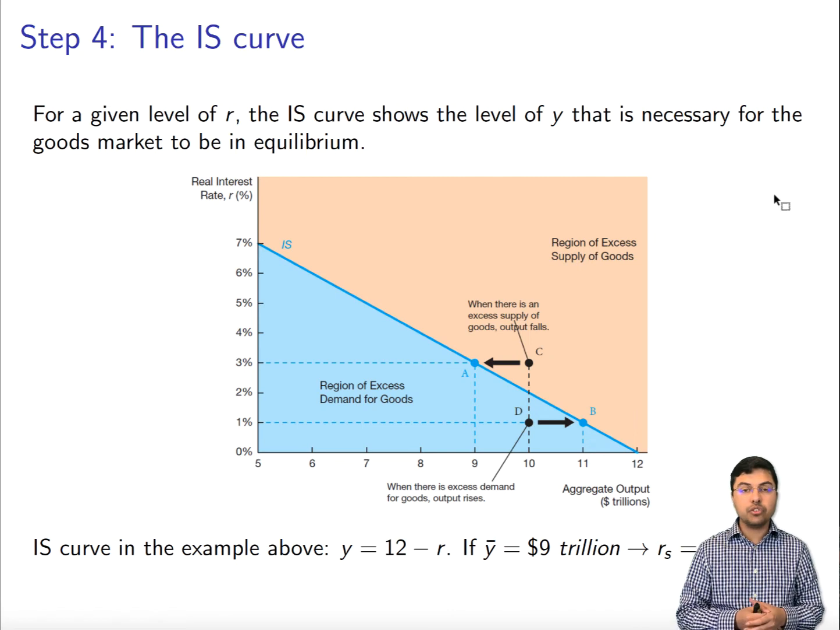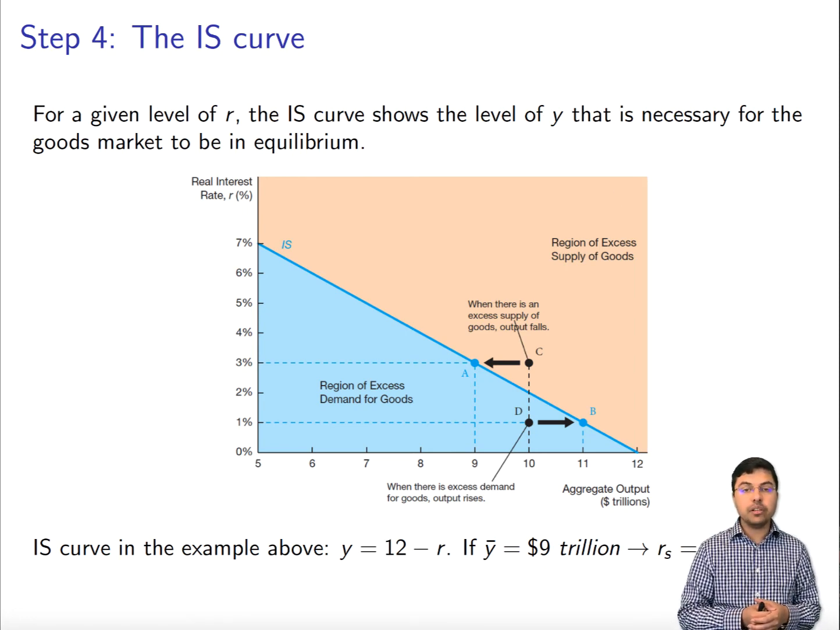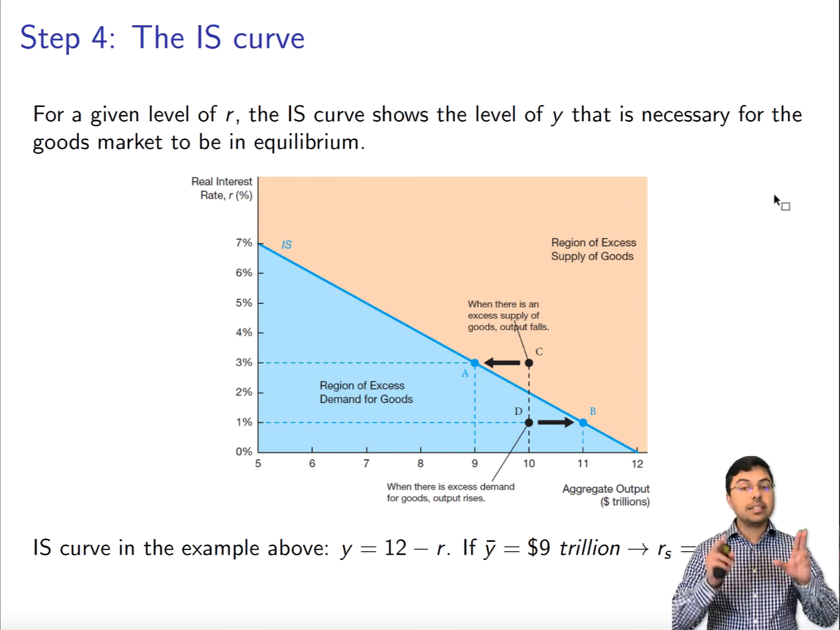In this example, we have assumed the IS equation to be equal to Y equals 12 minus R. In other words, we have assumed capital A to be equal to 12, and we have assumed small a to be equal to 1. As you can see, if R is equal to 7%, then aggregate output is 12 minus 7, which is equal to $5 trillion. And if R is equal to 3%, then aggregate output is 12 minus 3, equal to $9 trillion. It is worth understanding that if the equilibrium output for this economy is $9 trillion, then the stabilizing real interest rate would be 3%.